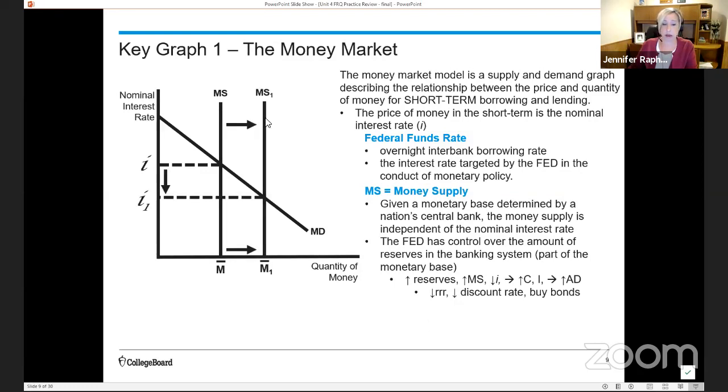So if the money supply increases, we see that at the initial interest rate, the quantity supplied is greater than the quantity demanded. We know that that is a surplus, and a surplus is eliminated through falling prices. So the increase in the money supply creates a surplus at the initial interest rate, which leads to a decrease in the price of money, and we end up at a new equilibrium nominal interest rate here. Okay, so that's how we use the money market model.